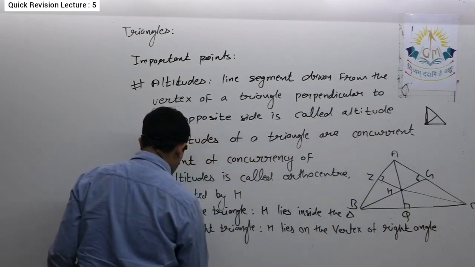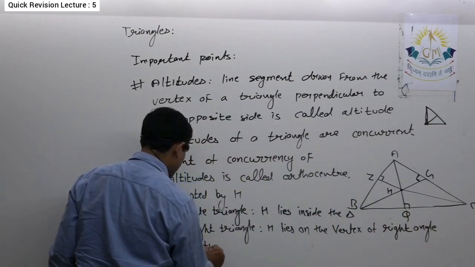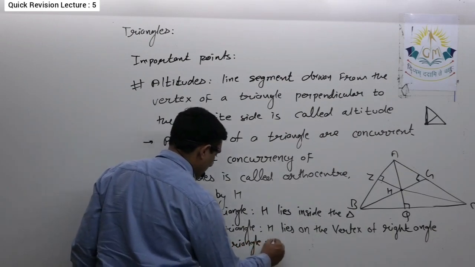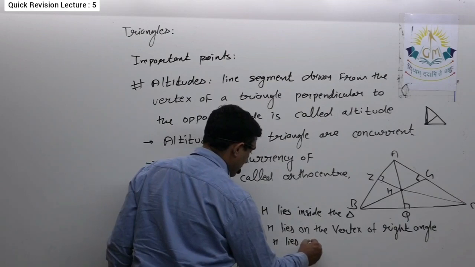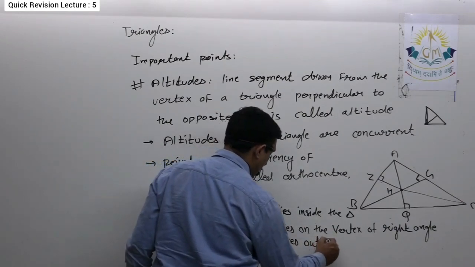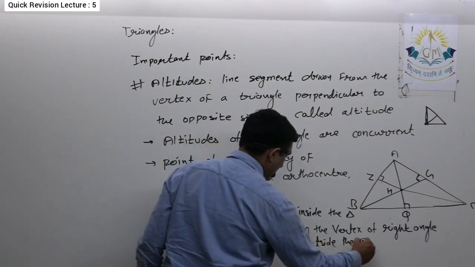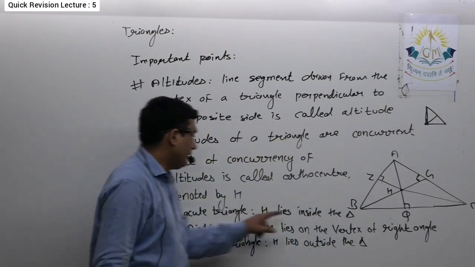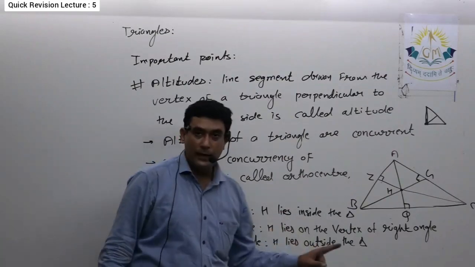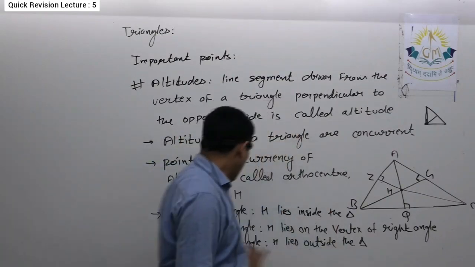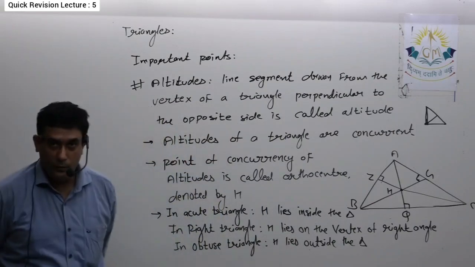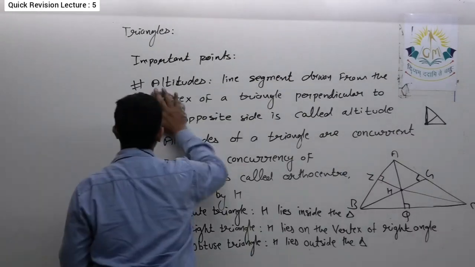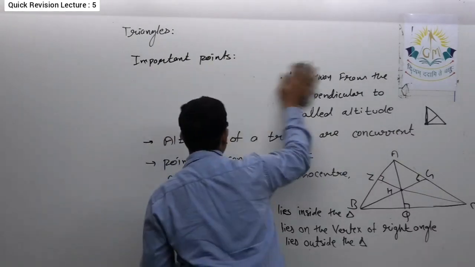In an obtuse triangle, H lies outside the triangle. In an acute triangle, H lies inside the triangle. In a right-angled triangle, H lies on the vertex of the right angle, and in an obtuse triangle, it lies outside the triangle. After altitudes, next we will see the orthocenter.